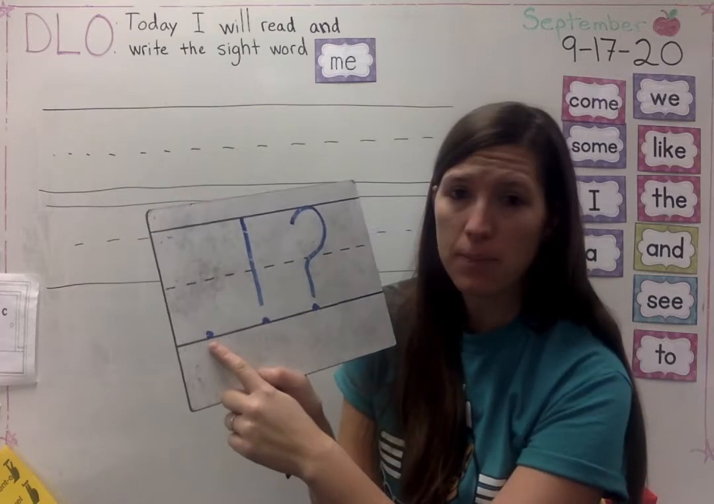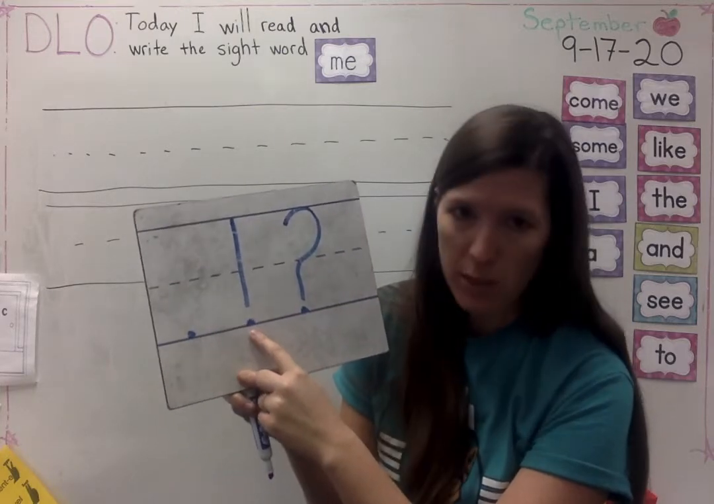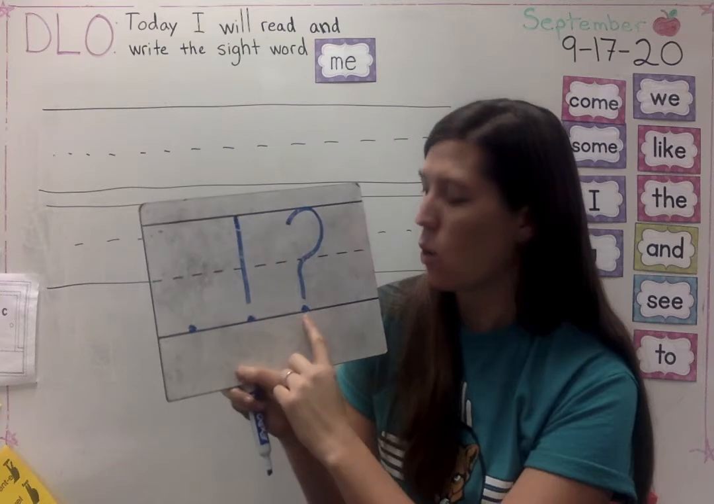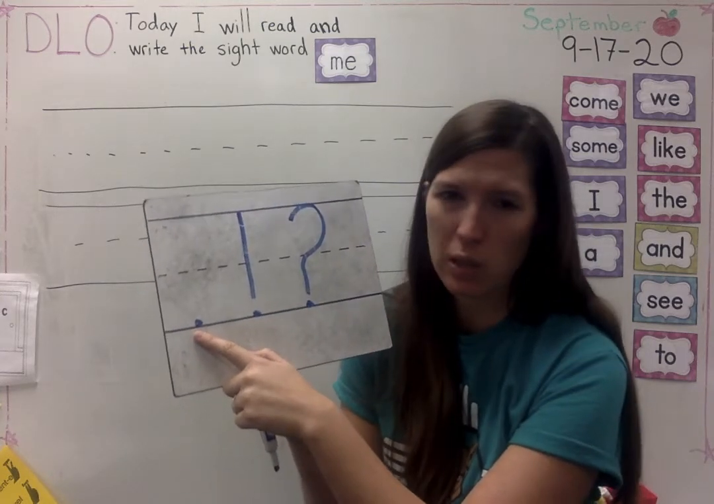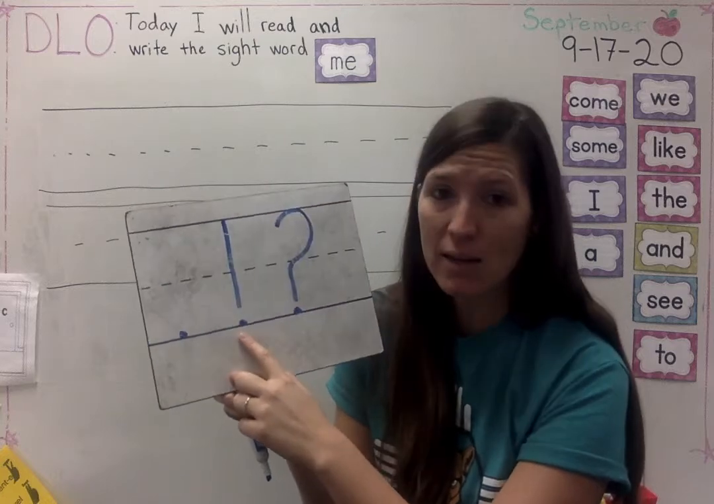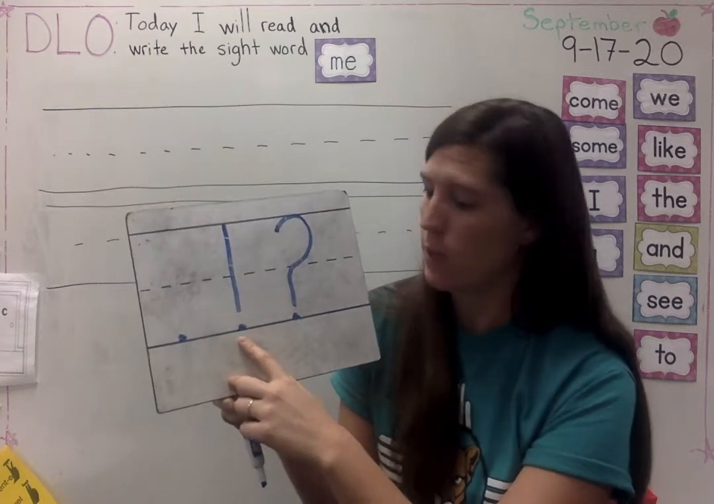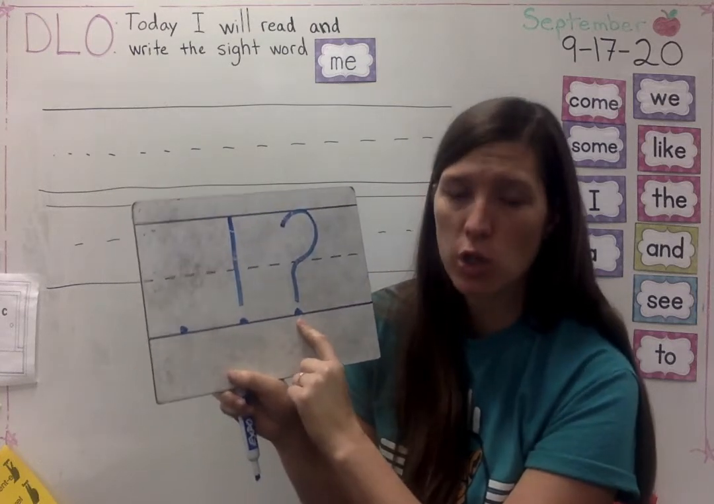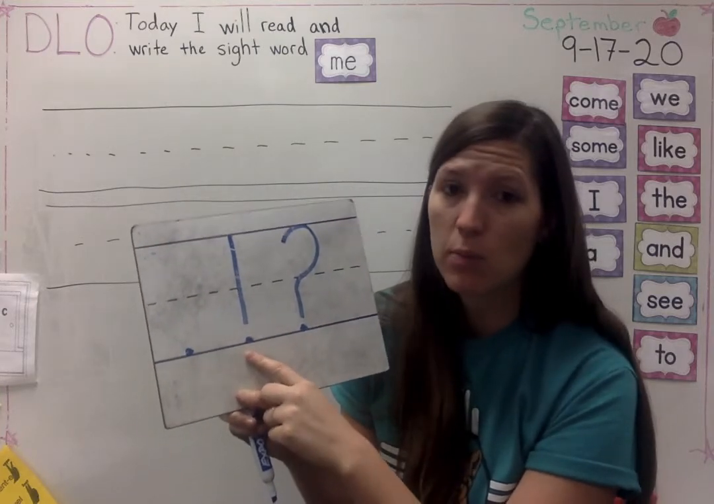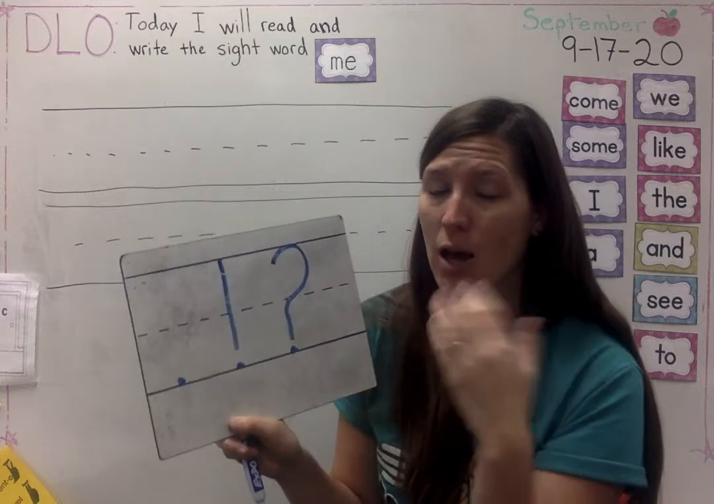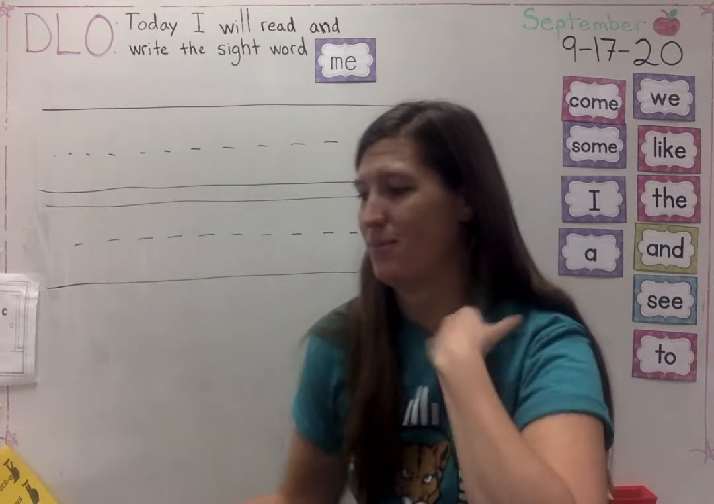Say period, exclamation point, question mark. If we just have something to say, we'll just use a period, just a regular statement. If we're excited, exclamation point. If we're asking a question, we write a question mark. Today we're going to use an exclamation point because we're excited. Come to recess with me.